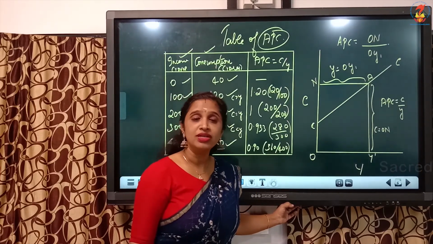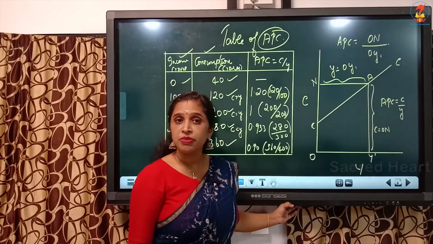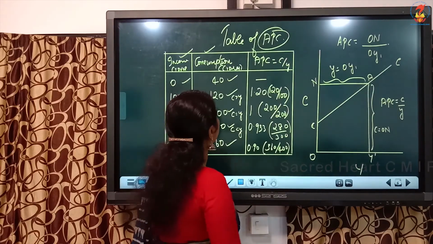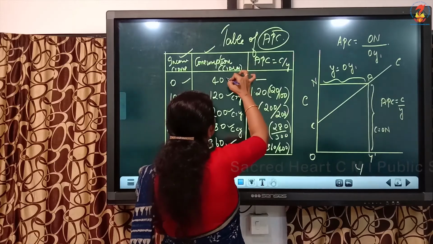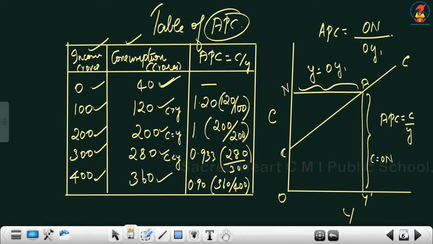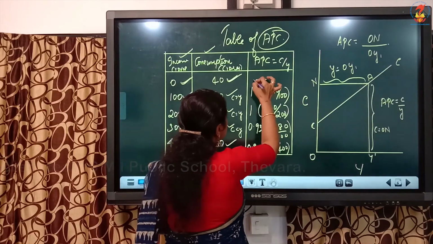As per the formula, APC is equal to C by Y. So, how will you find out C by Y? What is consumption here? First value of consumption is 40. What is the income level? 0. So, any number divided by 0 will give you infinity. Therefore, we need not write the value there. It can be kept as blank.